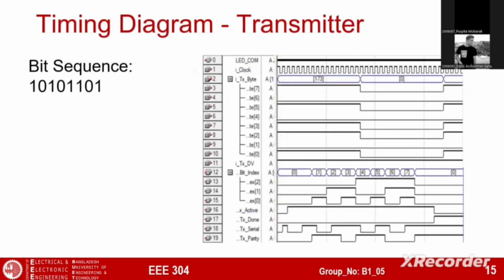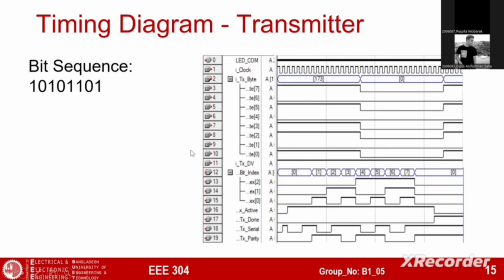Now let me show the timing diagram. Here the bit sequence that is sent is 1010 1101, and when it is sent from LSB to MSB, firstly it will send a start bit, that is 0. Here we can see that OTX serial is 0, and then it will execute 10110101 serially from LSB to MSB. And then it will send the parity bit, which is odd parity, that means it will send 1. So the odd parity is also sent, and then 2 stop bits are sent here.